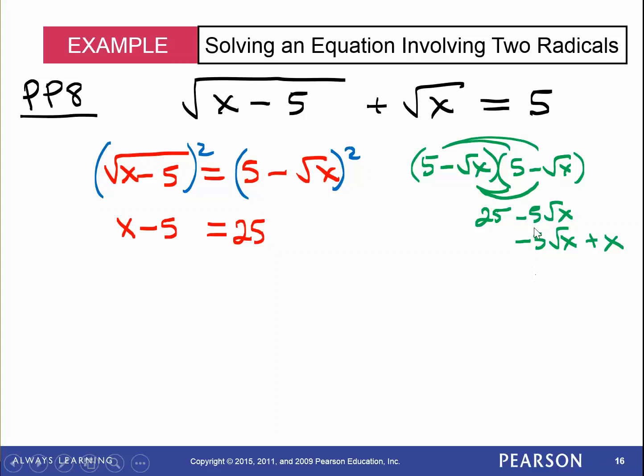If I add the second column, I get a negative 10 square root of x, and another x at the end. So notice what we've done. By isolating this radical by itself and squaring it, we got rid of this guy, but we haven't got rid of this guy yet. But at least we're getting closer. Now we only have one radical left. So now the question is, can I isolate this radical now? Absolutely. I'll let you guys do it.